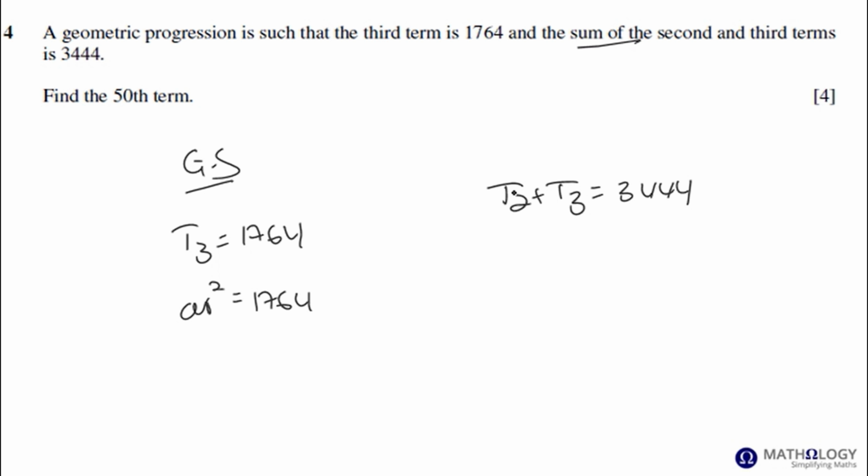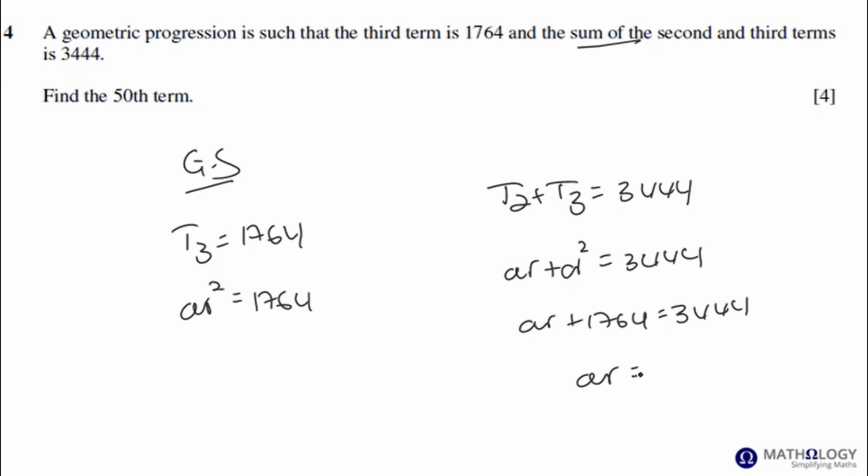The general term for the second term of a GP is ar. The third term is ar squared. So ar plus ar squared equals 3444. ar squared is 1764, so ar plus 1764 equals 3444. ar equals 1680.